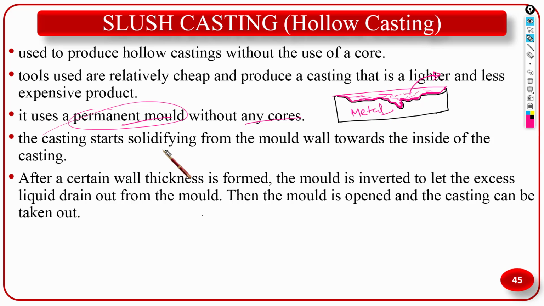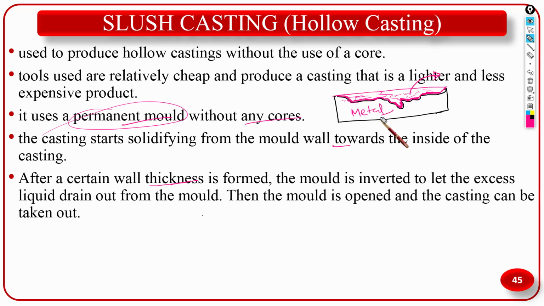Okay, the casting starts solidifying from the mold wall towards the inside of the casting. Means from the wall it is going inside the casting. So from here the solidification will start and it will proceed in this way. So shell wall thickness depends on how much time you are keeping the metal inside. Are you getting? If you are putting the metal for a longer time, what will happen?